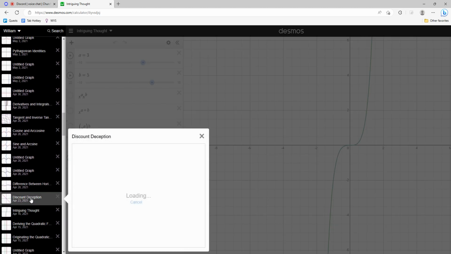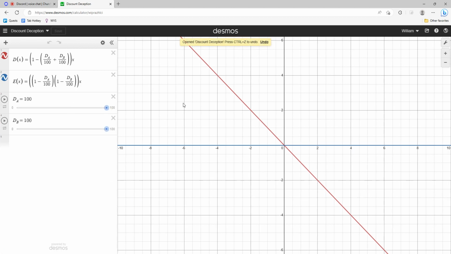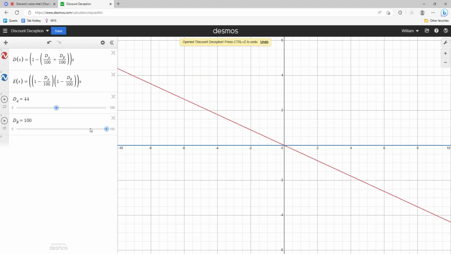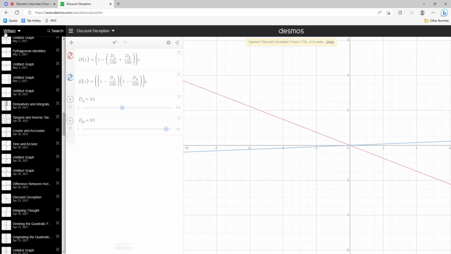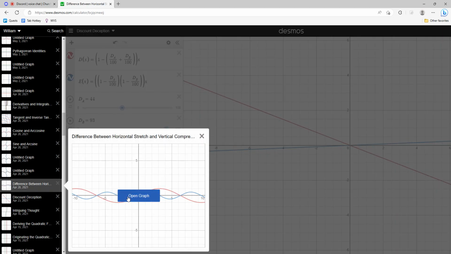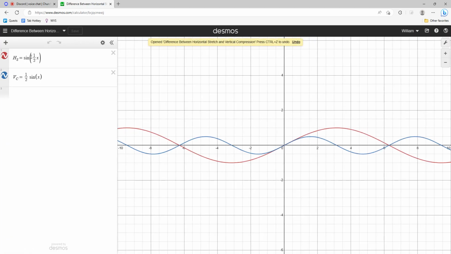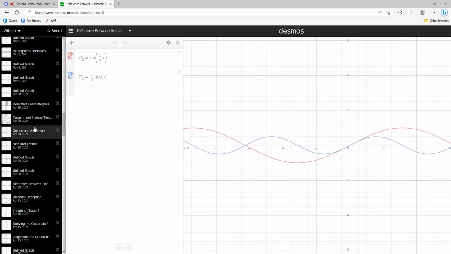Driving discount deception? What? I'm not sure what this is about, but okay. Discount deception. It sounds familiar. Yes, okay. Horizontal stretch and vertical compression. I learned about that at one point. I did not understand the difference, but it has to do with the variable you're affecting. It does. Horizontal compression is different from vertical stretch.